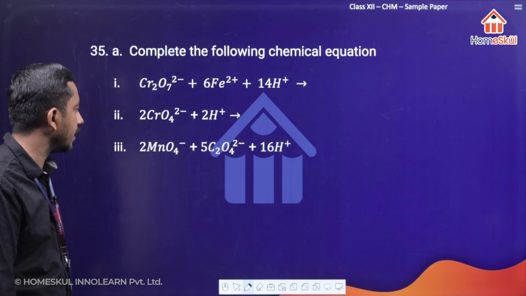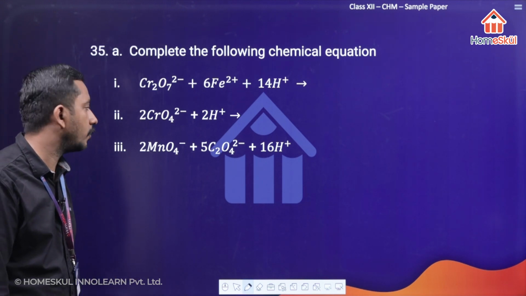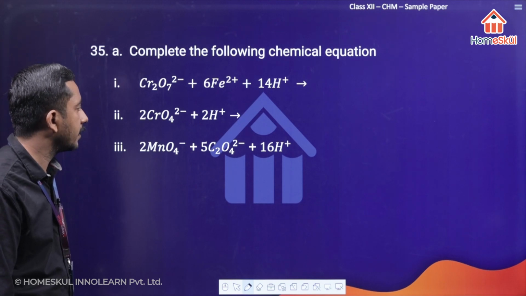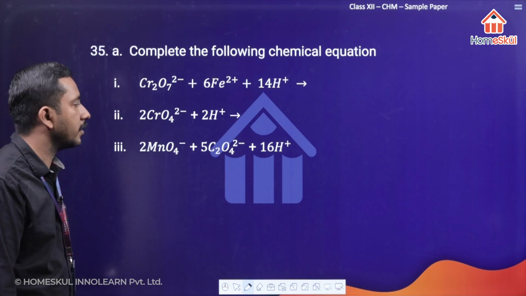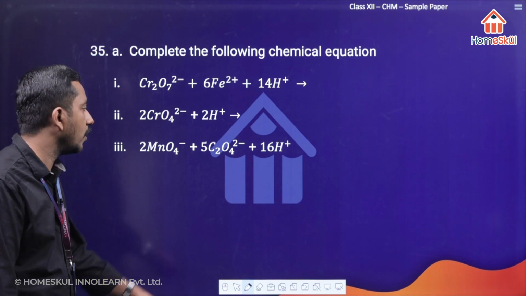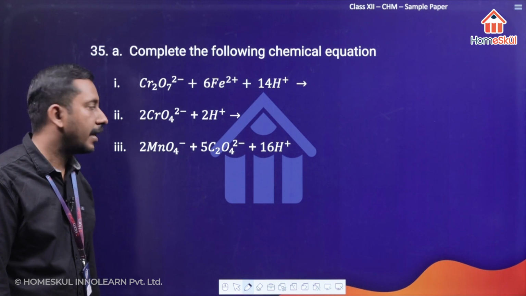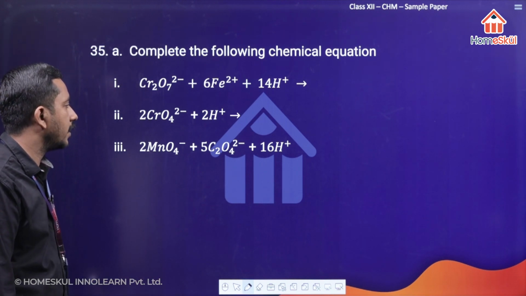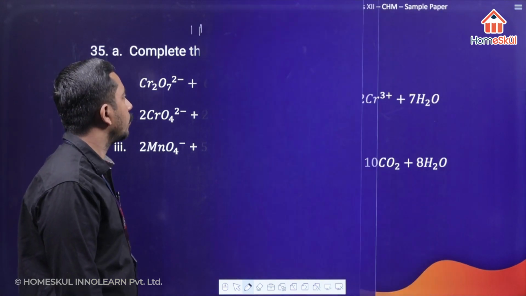And similarly, in the last case, that is the ionic equation corresponding to potassium permanganate KMnO4, we have MnO4 minus ion reacting with the oxalate ion. Right? So MnO4 minus here is also an oxidizing agent. So that will be oxidizing the oxalate ion into carbon dioxide, and the species MnO4 minus ion will be reduced. So let us see the complete balanced chemical equations here.